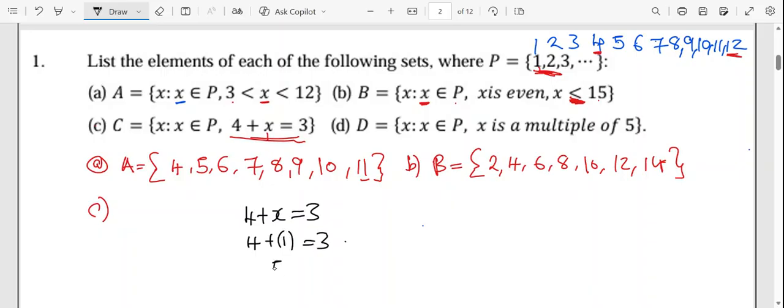Again, this will give us 5. Is this true? Is 5 equal to 3? It is not. So you see, this won't work out. There's no element. Even if you try 2, if you put 2 here, it will be 6. Is 6 equal to 3?